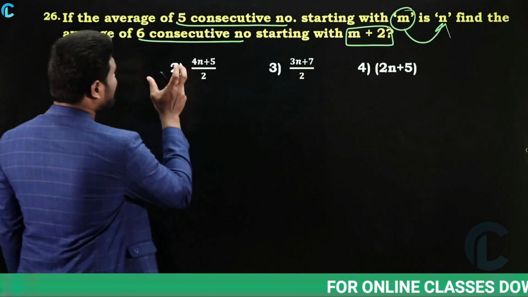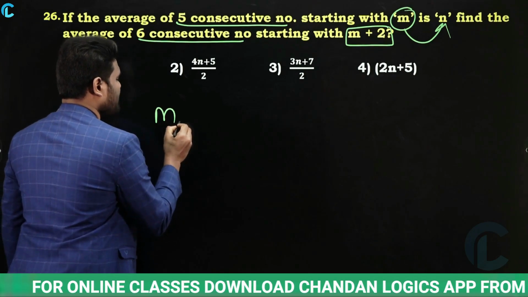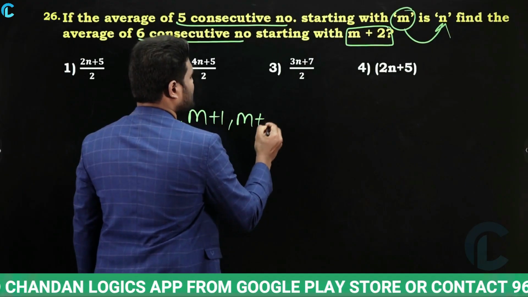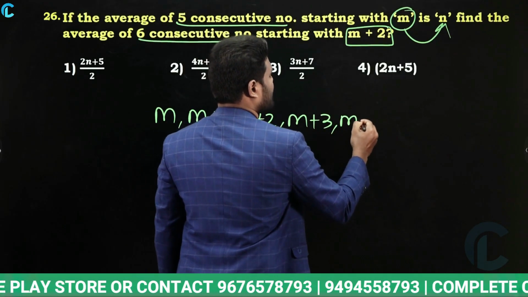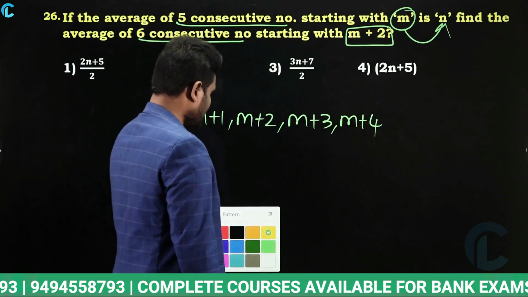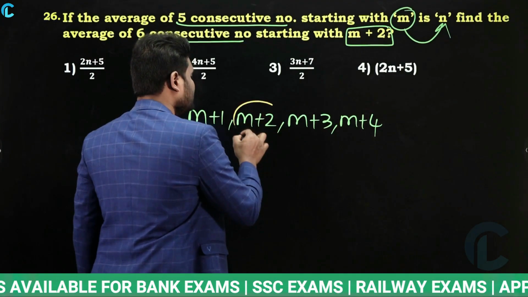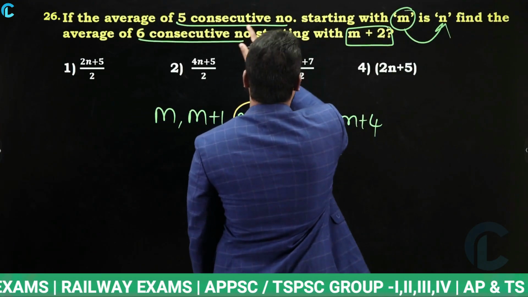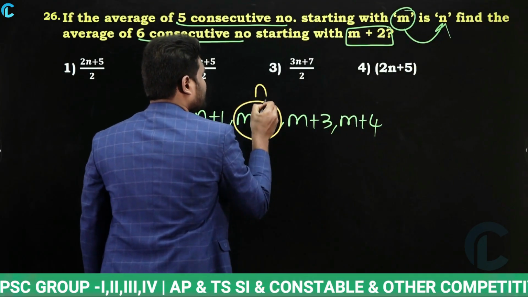In this question there are 5 consecutive numbers starting with m. Starting with m means the first number is m, the second number is m plus 1, the third is m plus 2, the fourth is m plus 3 and the fifth is m plus 4. As the question says consecutive numbers, the series will be in arithmetic progression. Then average is nothing but the middle term, and the question says for 5 consecutive numbers starting with m, the average is n. So this value is n.